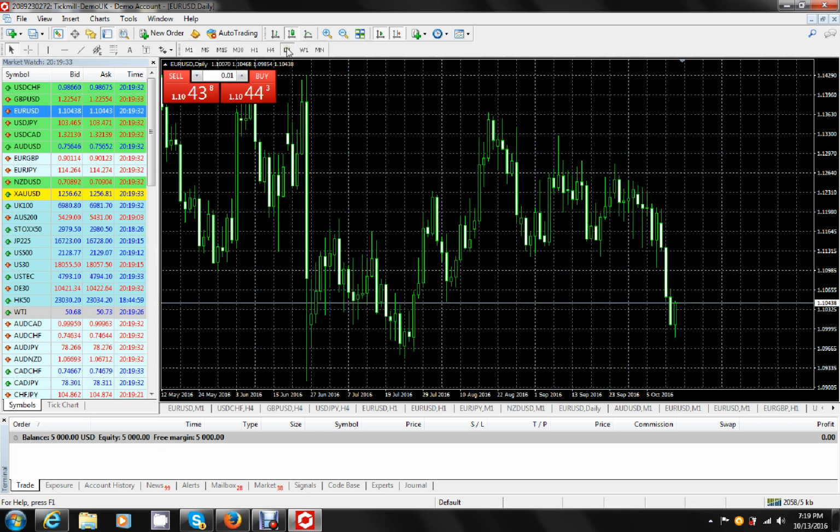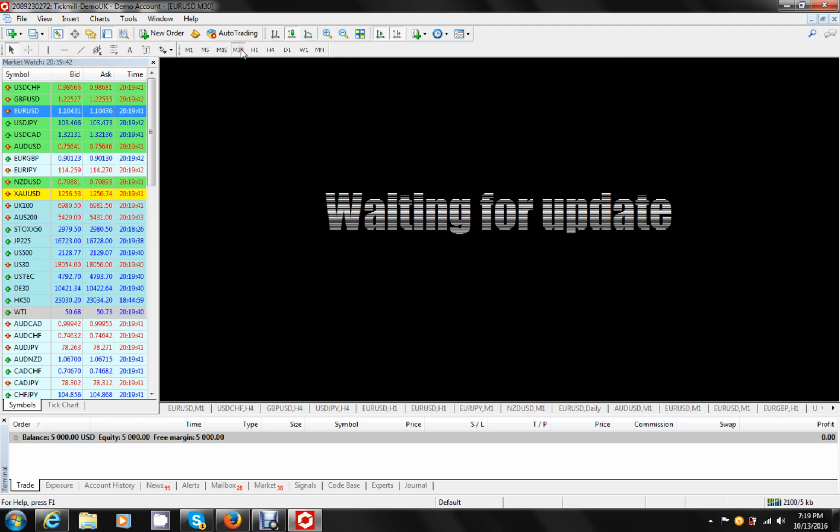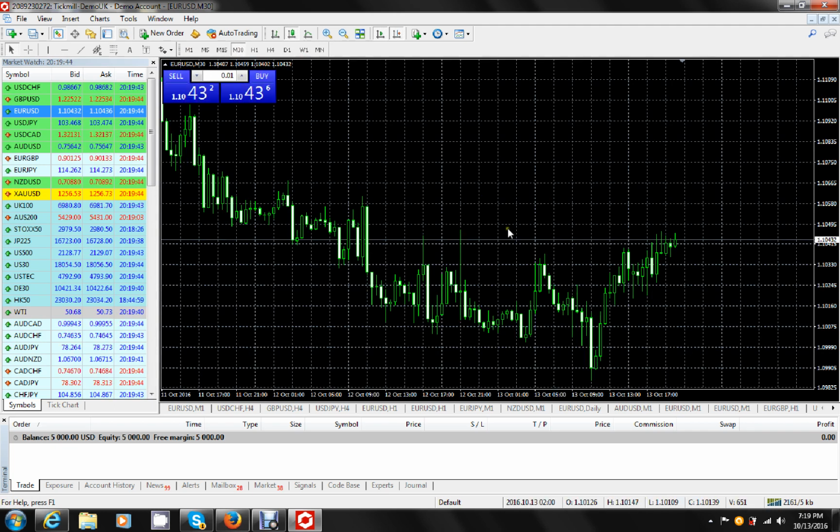When I press D1, one candle represents a day, right? Daily chart. So weekly, one candle represents a week. M30, one candle represents 30 minutes.